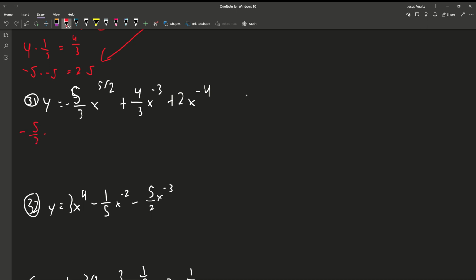5 over 3 times 5 over 2, 25, negative 25 over 6. Then the second part is going to be 4 over 3 times negative 3, which is just negative 12 over 3, which is just negative 4. And the last part is just 2 times negative 4, which is just negative 8. So we're going to have y prime is equal to negative 25 over 6.